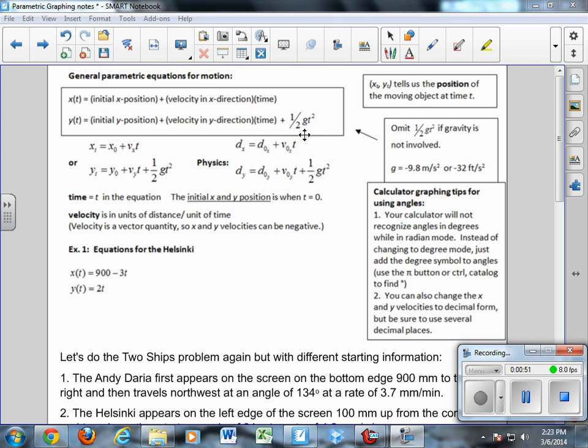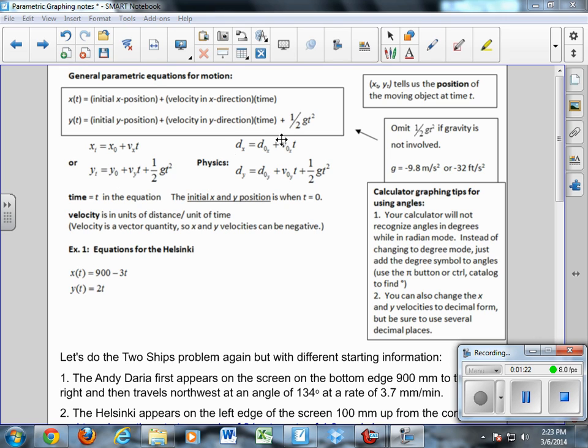But if we're doing projectile motion, throwing something in the air, throwing a ball, launching a rocket, that kind of thing, we would include this term. Notice that x of t and y of t tell us the position of the moving object at time t. So a couple of ways that can be written, we'll probably be using this notation with our subscript 0 representing our initial starting position, velocity in the x direction, velocity in the y direction.